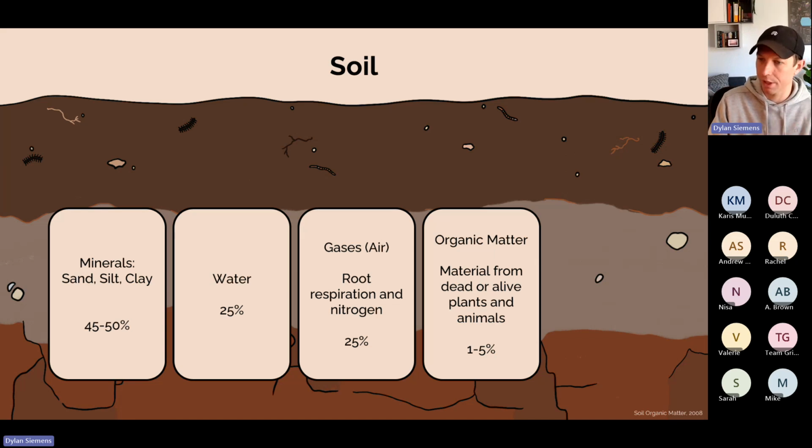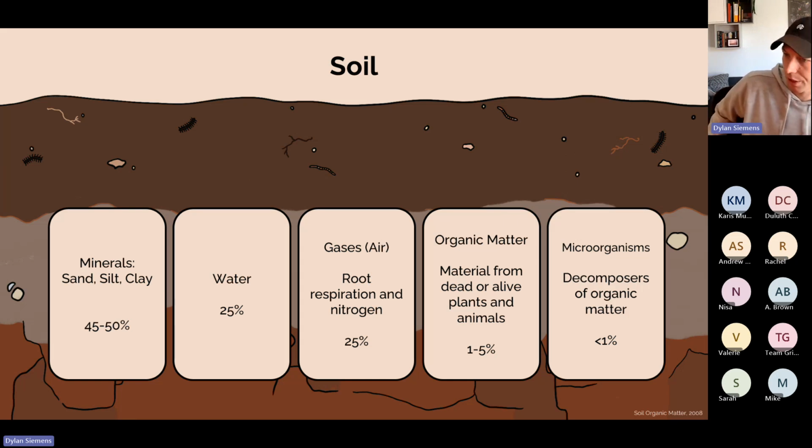Plants and animals drop things to the soil that can turn into these gases. The things that turn organic matter into gases are microorganisms. They decompose that organic matter and unlock or fix the gases that are within there.